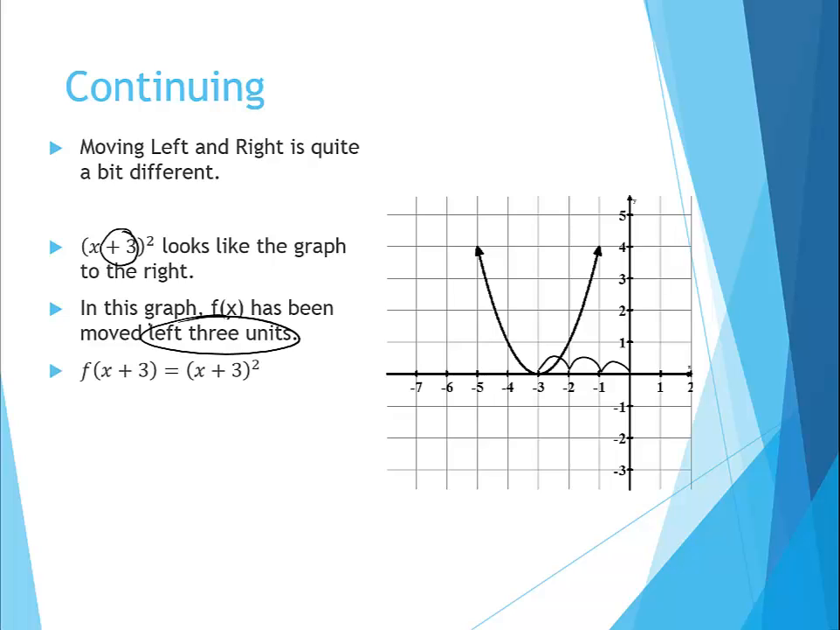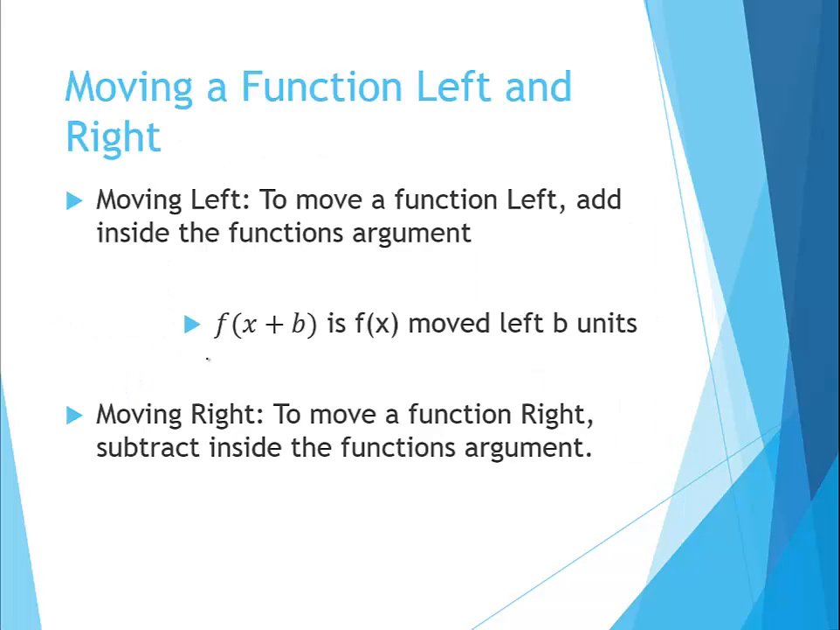So we have f of x plus 3. See how we added 3 to the inside of your function notation? And that gave us x plus 3 squared. So x plus 3, x plus 3. Okay, and then the above equation is f of x shifted 3 units to the left. Correct. Okay, now moving left and right.